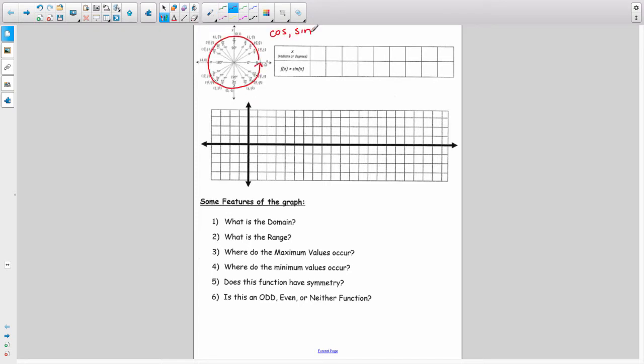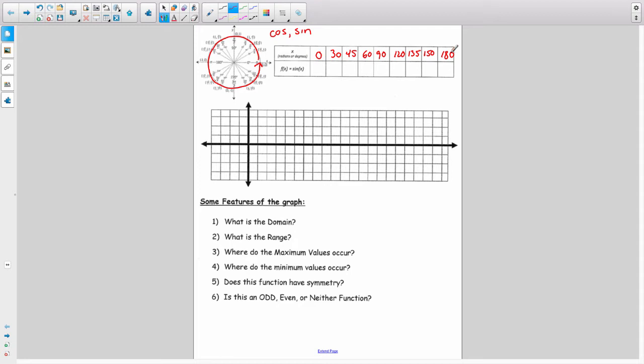So in this first example, I'm going to do sine just to show you. What I have here up in the chart is from 0 to 180. So we can call this 0, 30, 45, 60, 90, 120, 135, 150, and 180.